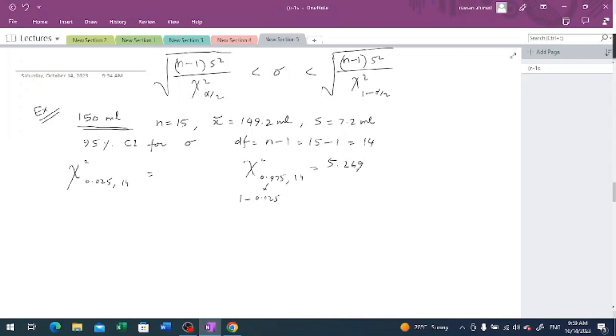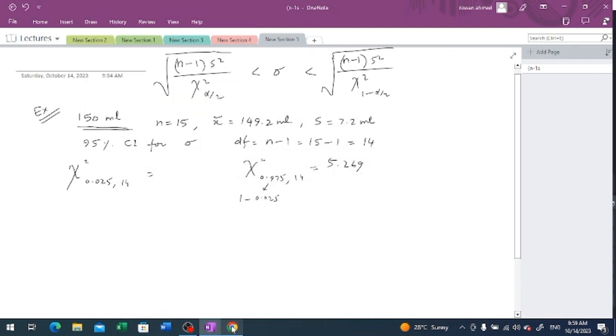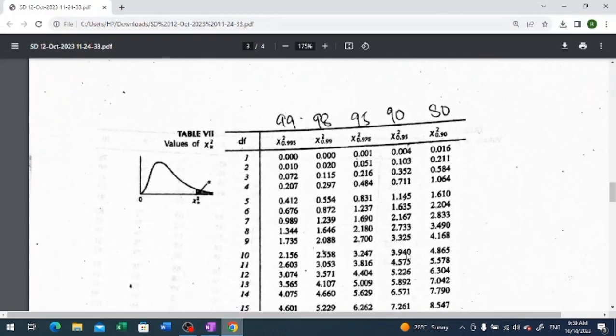5.269, or 629. 629, that is. 5.629 is the chi-square value, corresponding to 0.975 probability.